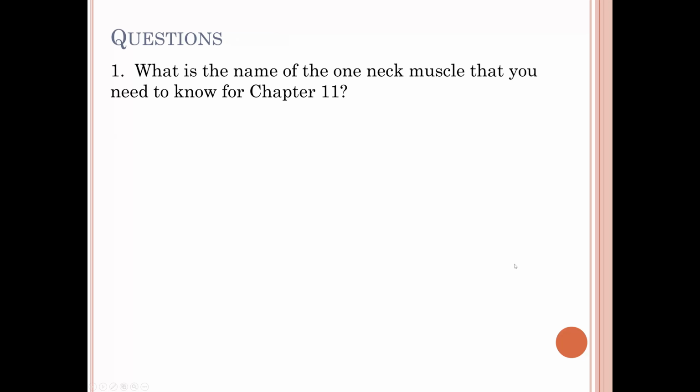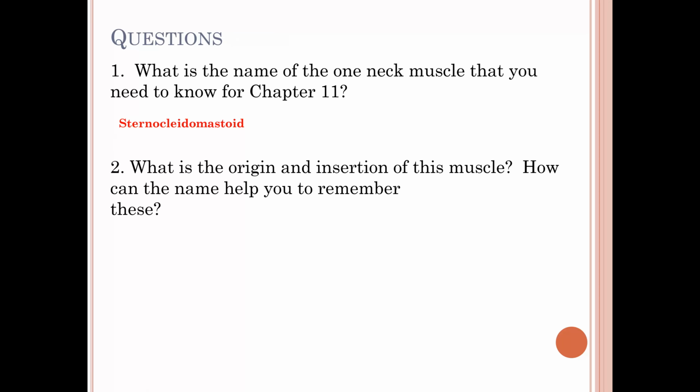So question number 1, what is the name of the one neck muscle that you need to know for chapter 11? So there's only one neck muscle on your list of 36 muscles, and that is the sternocleidomastoid. Question 2, what is the origin and insertion of this muscle? How can the name help you to remember these?